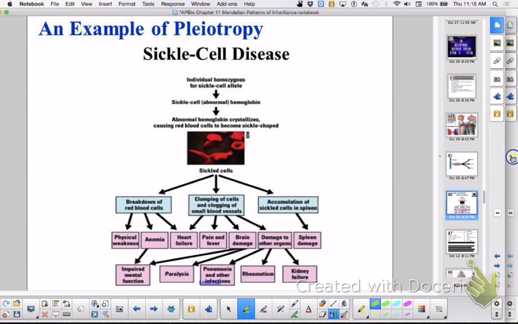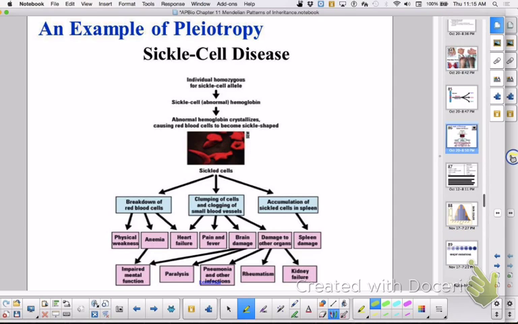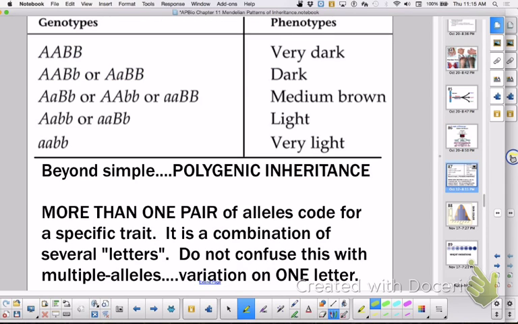I think we have everything for that one. Okay, now we're going to look at another exception to the rule. And I want you again to think logically so you can distinguish between these. Polygenic inheritance. Poly means what? Yeah, multiple or many. So you look at that part and think multiple or many. And this means genes.